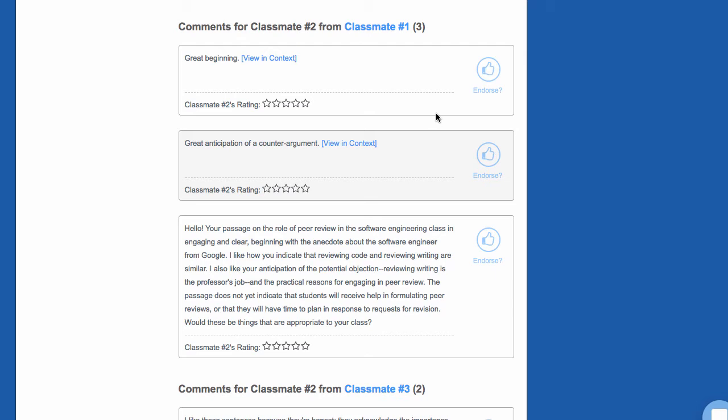Eli's features help writers work through a decision-making process around each comment. How helpful was it? And do I want to add it to my plan? These easy choices help writers spend more time thinking through revision.